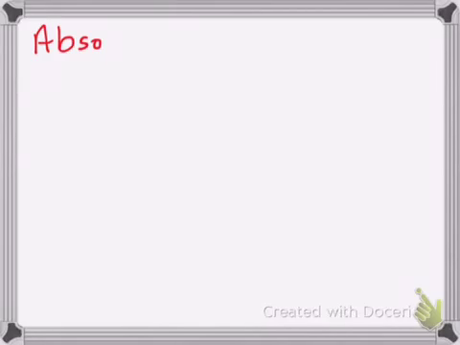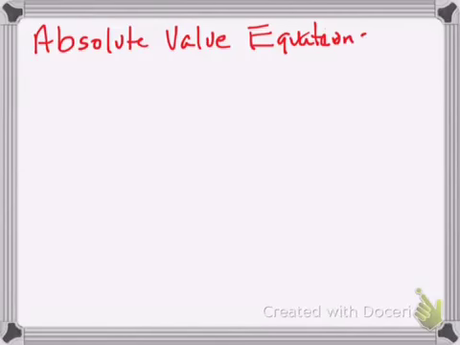Yeah, the absolute value can't equal a negative number. What is the definition of absolute value? The absolute value of a number is its distance from 0. And because it's a distance, it has to always equal a positive number. All right? So absolute value equations are always going to split. We're going to split them into two equations.